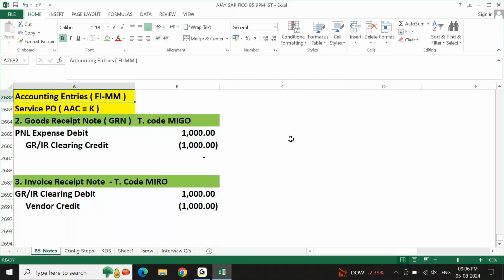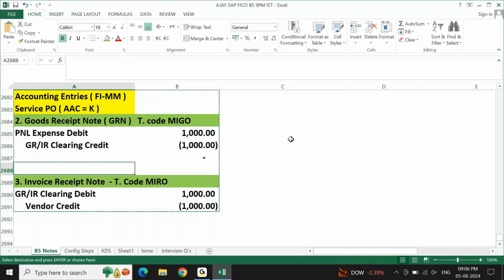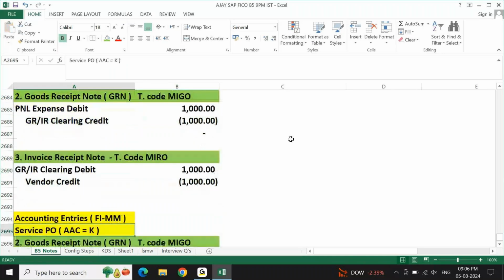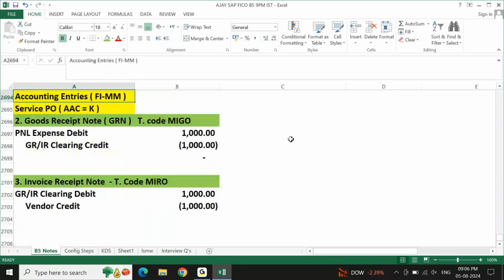Now let us talk about the third point. If I take the third point, let me put the same things here. Copy. Accounting entries, again FI-MM integration. This is now the CapEx PO. For a CapEx PO, the account assignment category will be A. A is nothing but asset, in short, fixed asset.